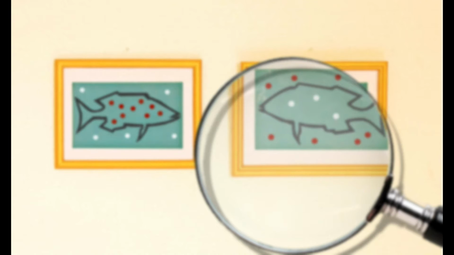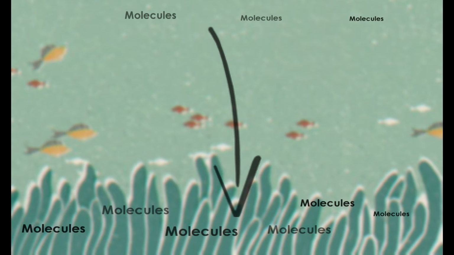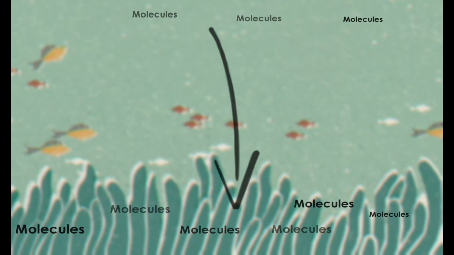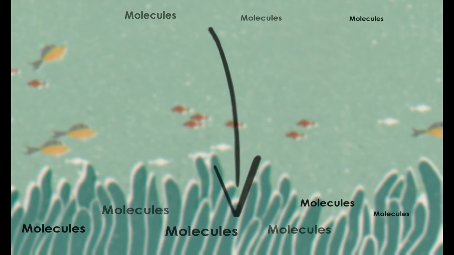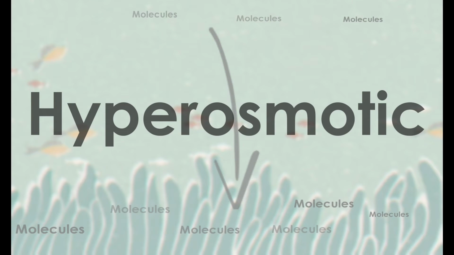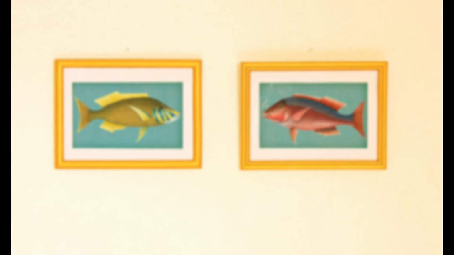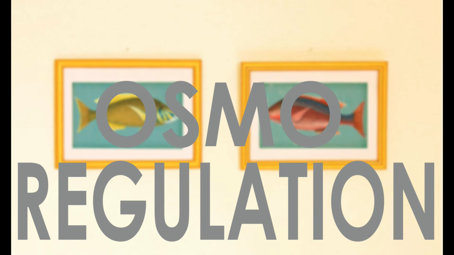Now we take a closer look on a smaller level. The freshwater from the outside wants to pass to the inside. The cells of the fish are hyperosmotic to the surroundings, because they contain more solutes. The sea has more salt than the marine fish. The cells are hypoosmotic. To handle the pour in and pour out, nature developed osmoregulation.